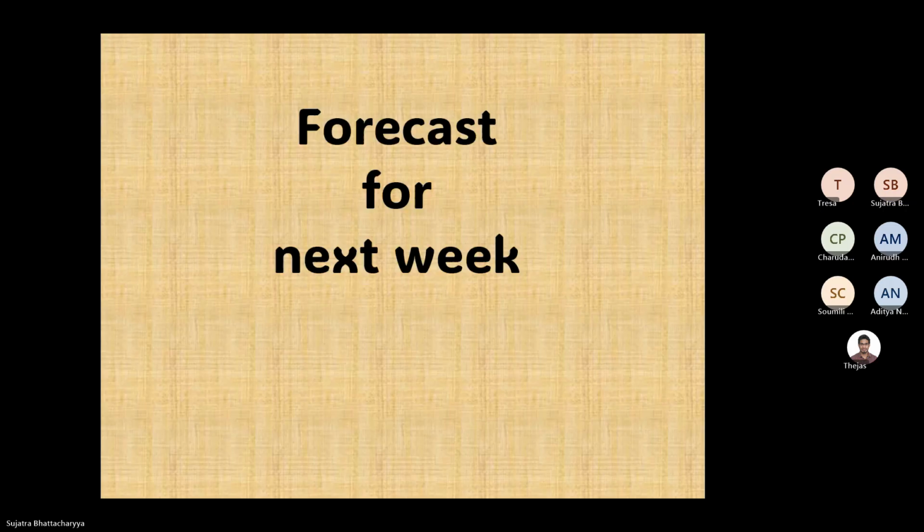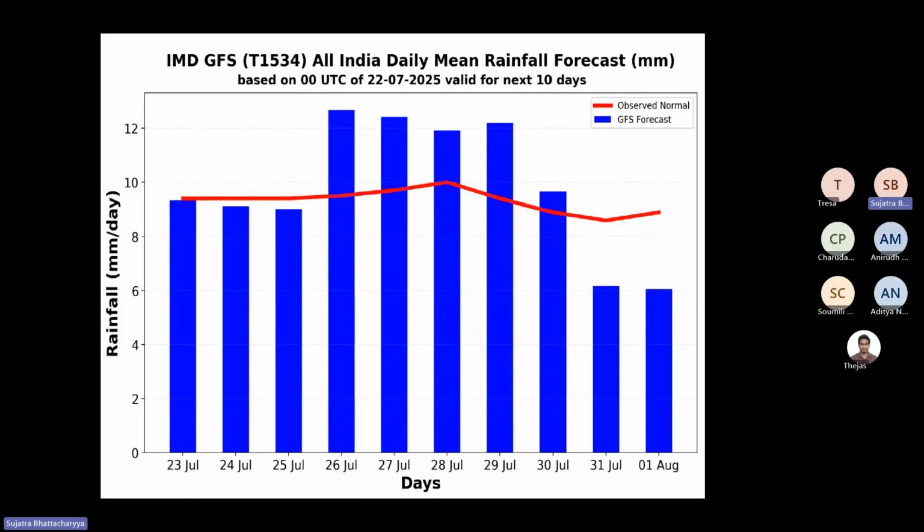Okay, let's go to the forecast for the coming week. The All India forecast is saying that it will continue to be high for a few days and then it will decline. This is a bit surprising, but overall one gets the impression that the monsoon is weakening, though they are showing this for 4 to 5 days. Let's see next week whether they are true or not.